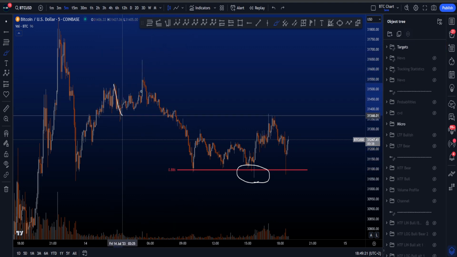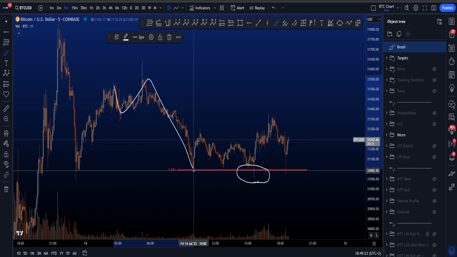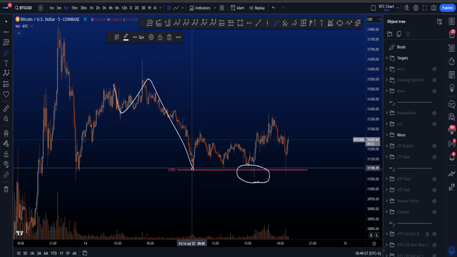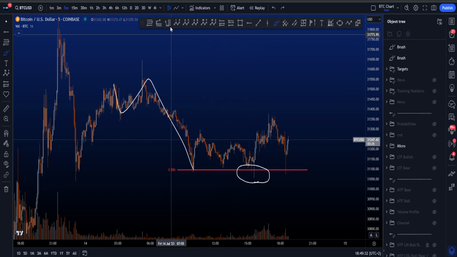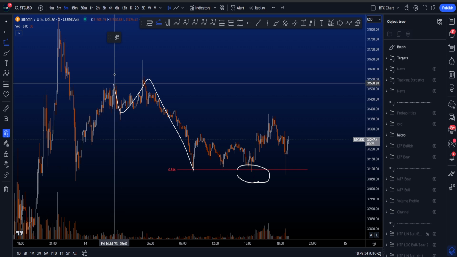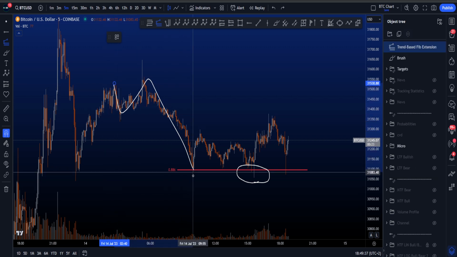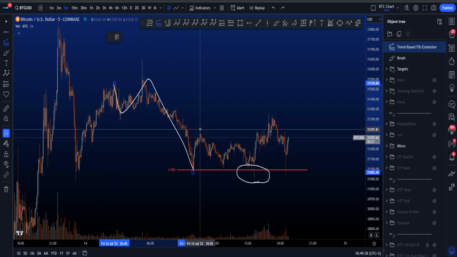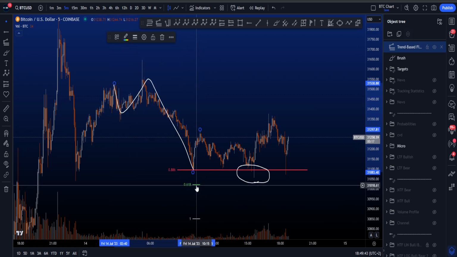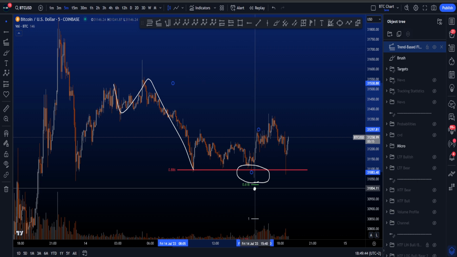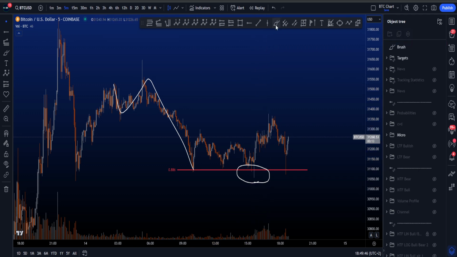So if we look at this to be an expanding flat ABC, right? This could be the first structure of a corrective move. Then you're going to be looking for a second structure and then a third structure. But this wick over here did not even reach the 0.618 taken from the high to the low to, let's say, this high over here, and then pull it on the wave wide target area. The 0.618 over here has not even been reached, which is a minimum target for a corrective structure.